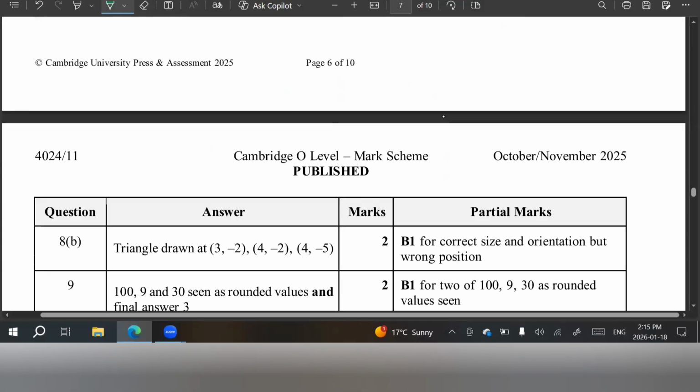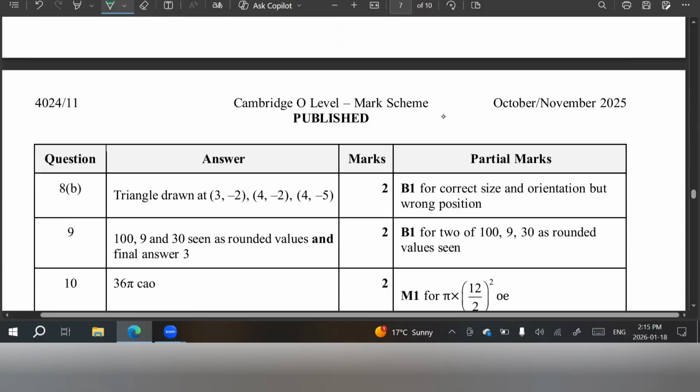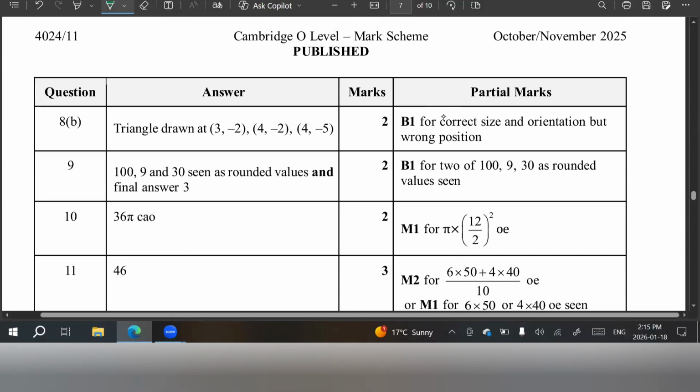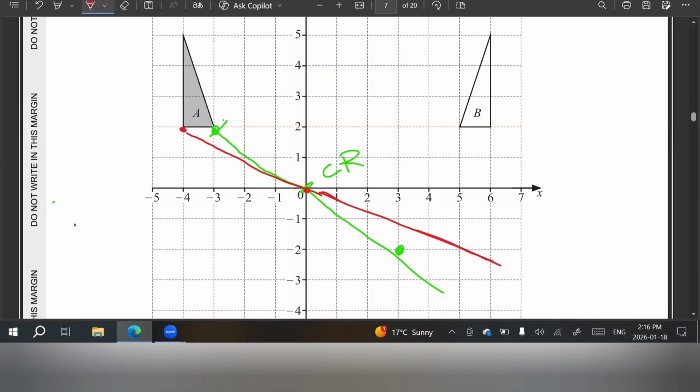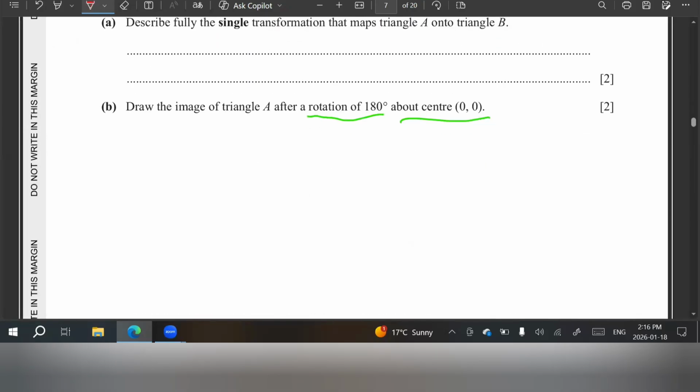Let me show you the answer, sir. Here we have question number 8, B part. The solution is showing up on your screen: 3 comma minus 2, 4 comma minus 2, 4 comma minus 5. This is how this is done. I hope you understand how a 180-degree rotation is done about the origin, 0, comma 0. A 180-degree rotation is very, very simple. Okay, so let's go to the next question, sir. We are done with this question.